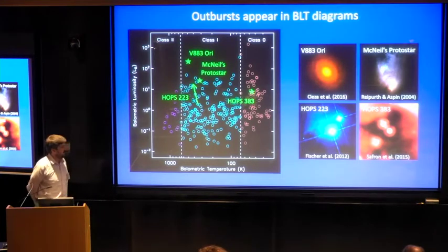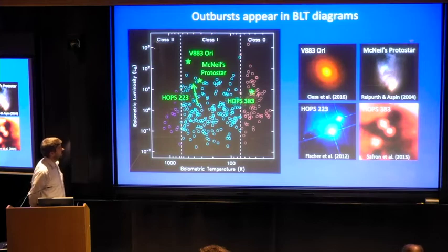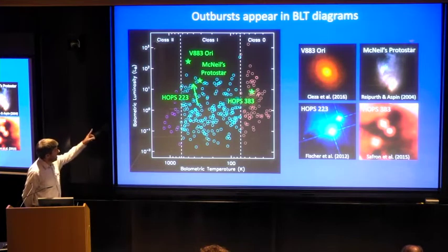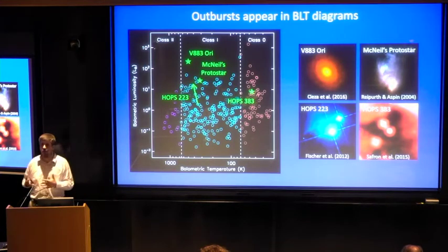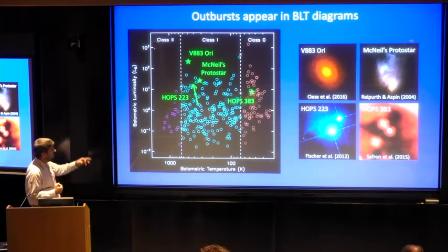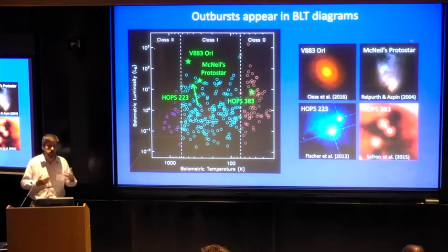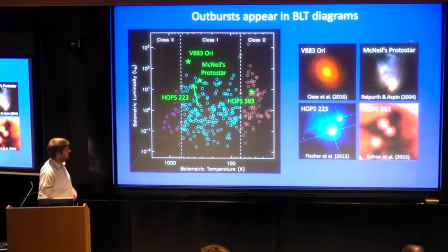Here on the BLT diagram that I showed you, I've used stars to indicate the positions of 3 of the outbursts. The stars are cases where we have full SEDs after the outburst. And then that arrow, HOPS 223, we have a pretty well sampled SED both before and after the outburst. So the arrow shows you how it moves through BLT space. The luminosity increased by about an order of magnitude, and the SED became a bit bluer because there was more high energy accretion being detected in the SED.